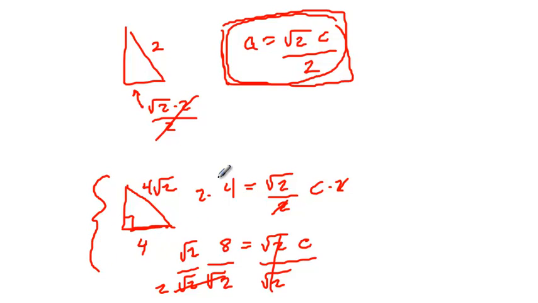In a 45-45-90, if they give you one leg, just multiply by radical 2 and you'll have the hypotenuse.